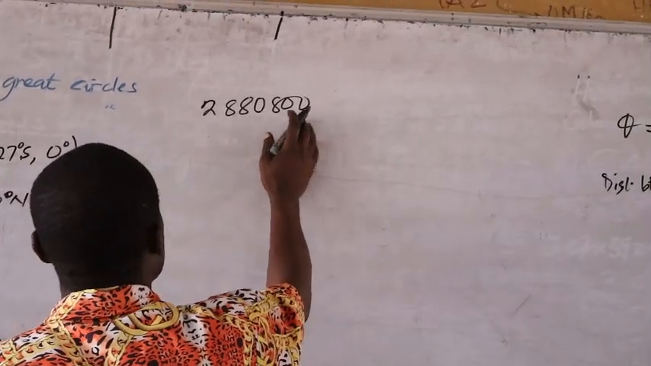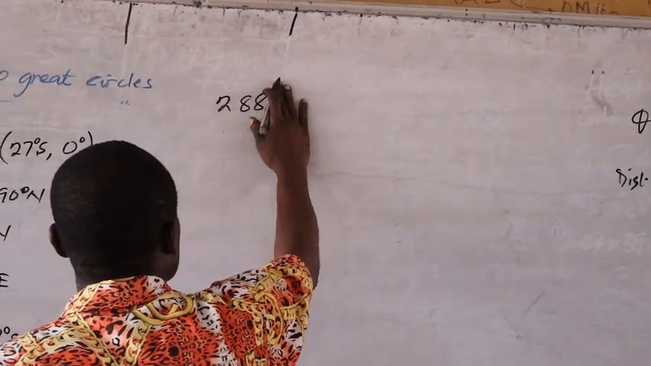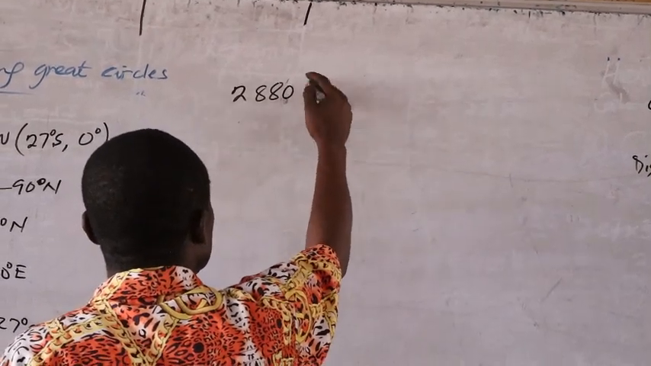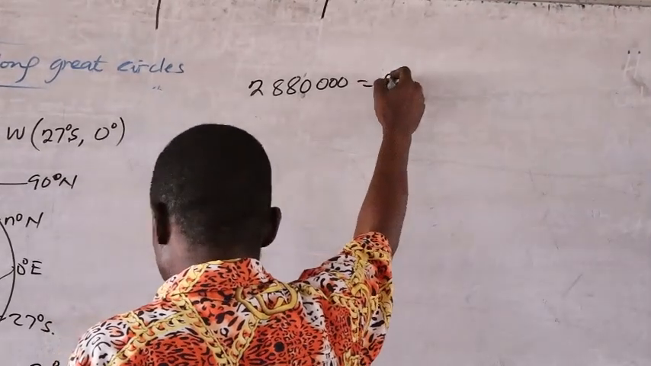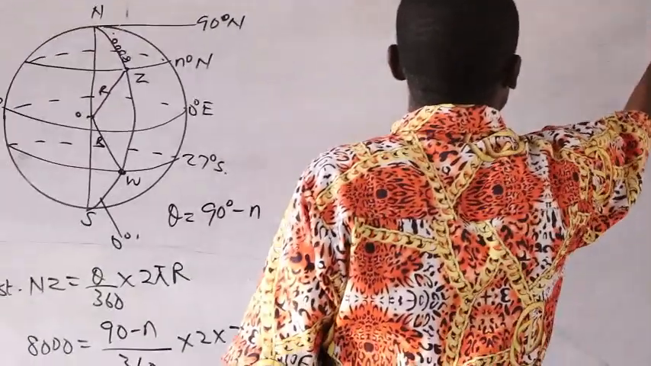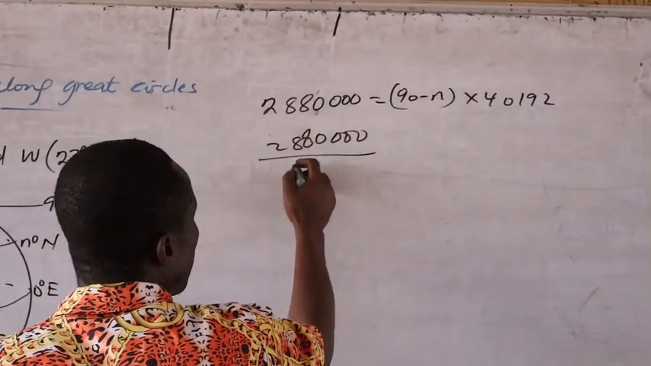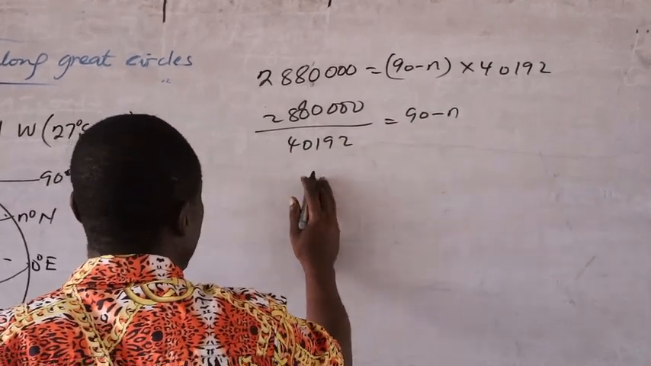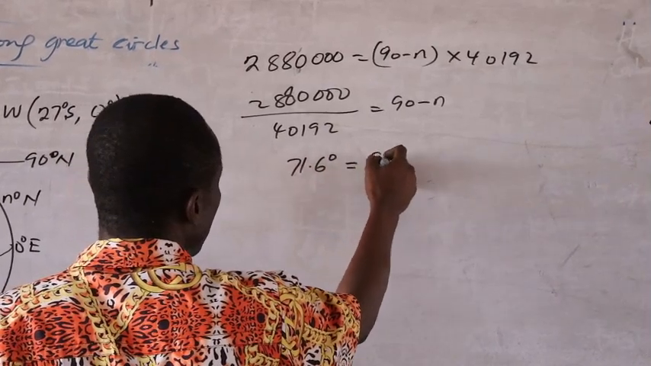288,000. Okay, 288,000. What's the last 3 digits? 000. Okay? Is it okay? Equals 90 minus n times 40,192. Now divide. 288,000 all over 40,192 is equal to 90 minus n. What is it? 71.6. 71.6 equals 90 minus n.